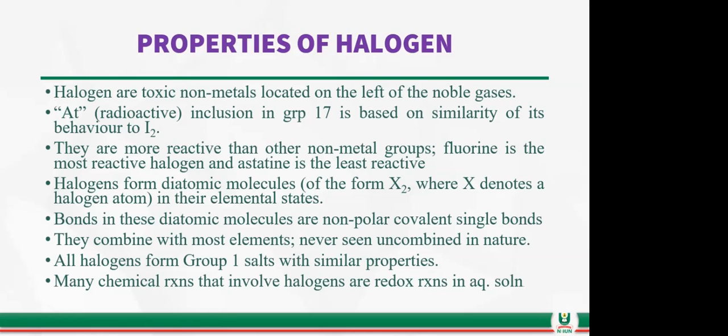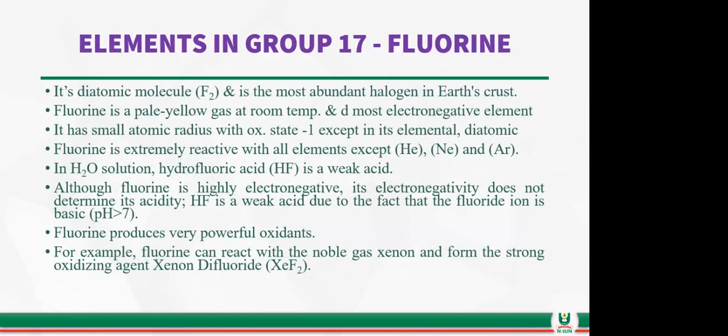All halogens form group 1 salts with similar properties. That means when fluorine is treated with group 1, sodium chloride, sodium bromide, all of them have ionic nature, and they have similar properties. Many chemical reactions that involve halogens are redox in aqueous solution.